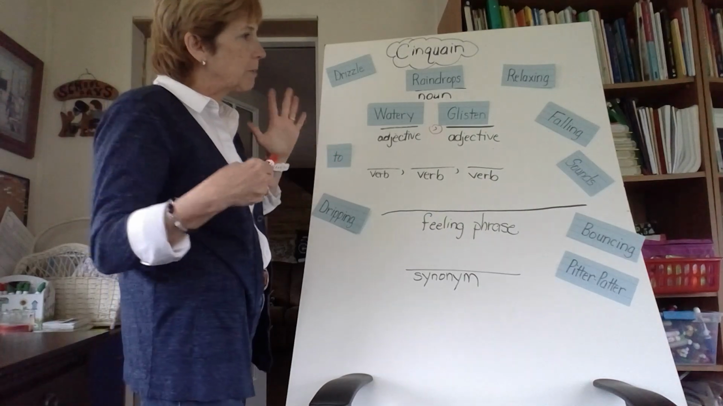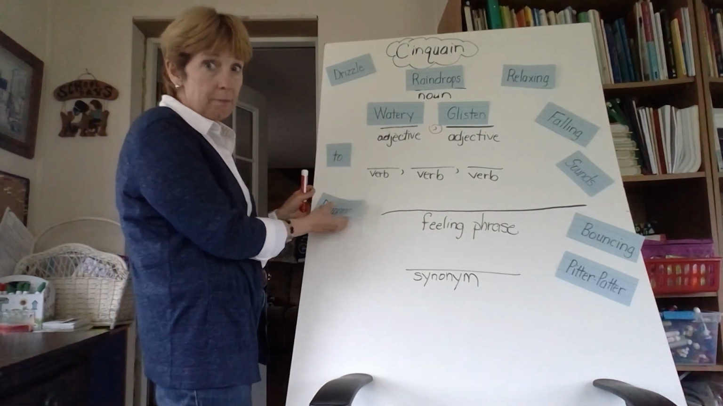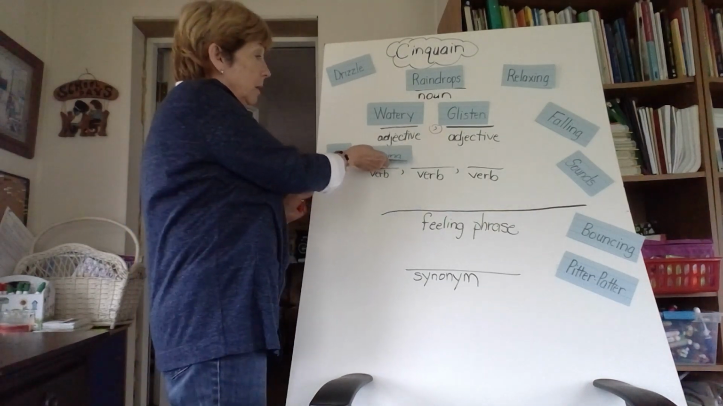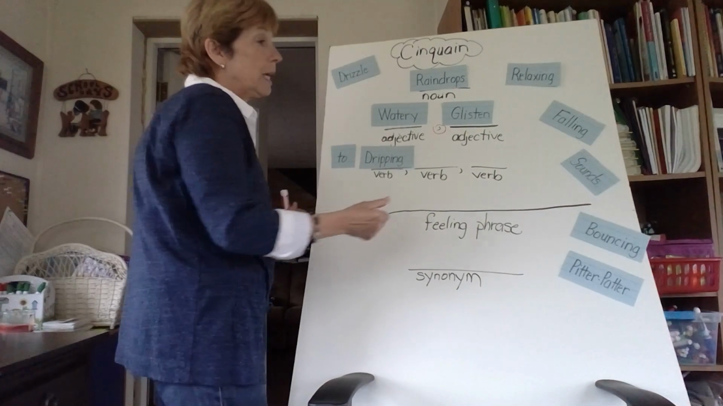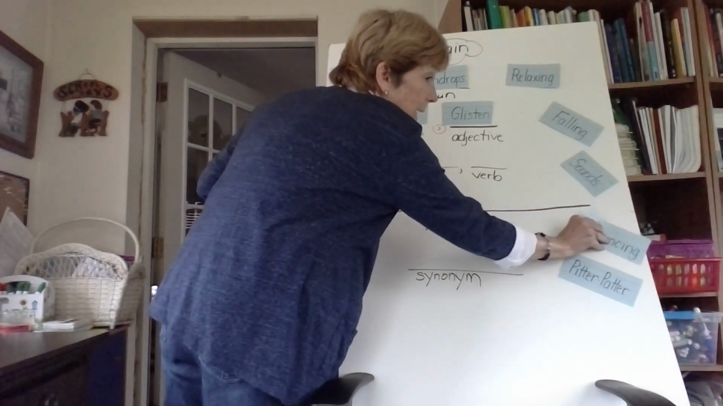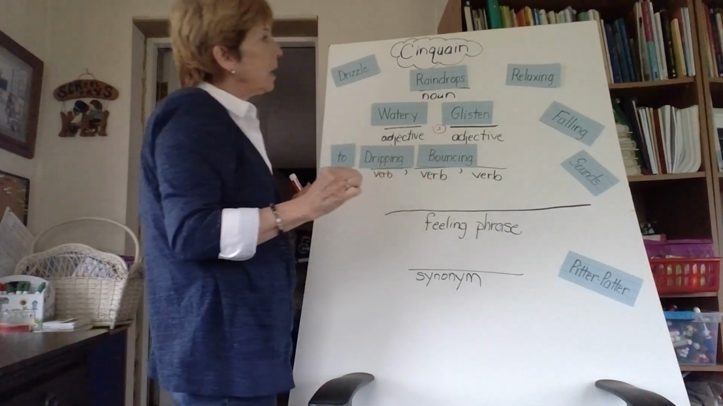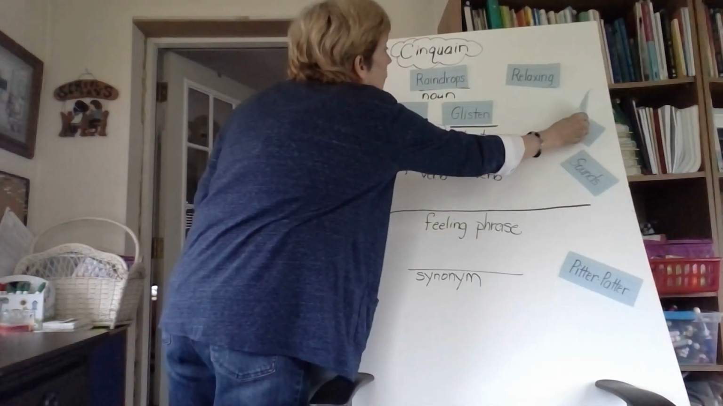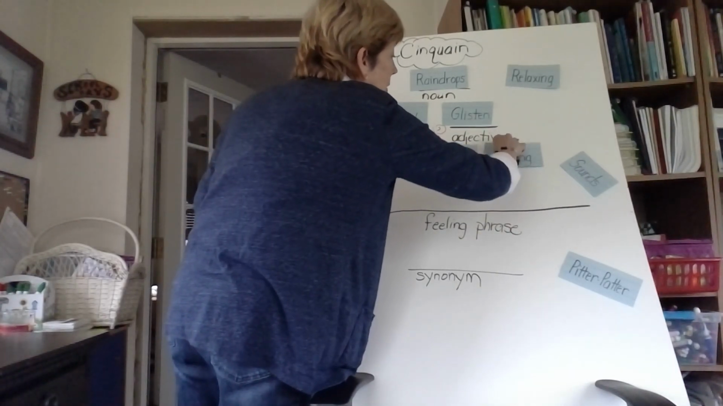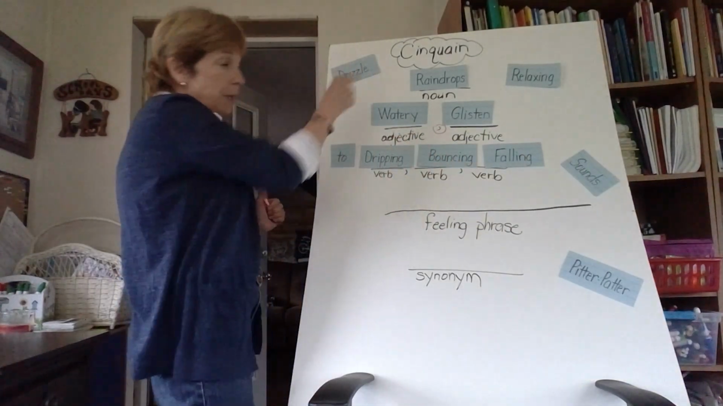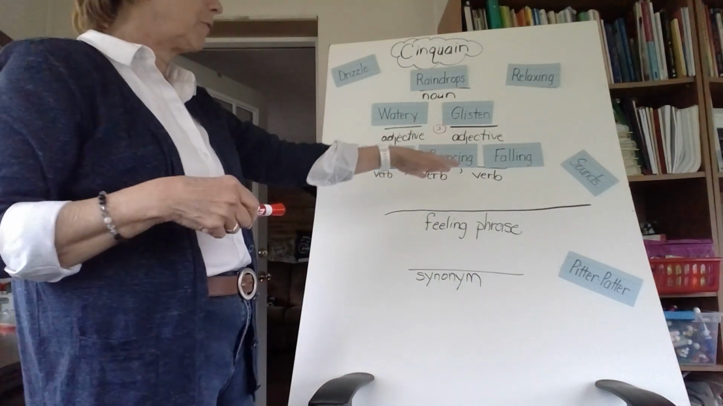Now we need some action words. What do raindrops do? Well, raindrops are dripping. They drip. Dripping raindrops. Raindrops are dripping. Raindrops bounce when they hit the sidewalk. They're bouncing. And raindrops definitely fall. Falling raindrops. Raindrops are falling. So those are action words that tell something that raindrops do. They drip, they bounce, they fall.